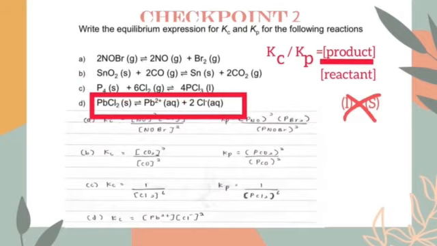For D, the equation is PbCl2 solid produces Pb2+ aqueous plus 2Cl- aqueous. So for this, we have to neglect PbCl2 as it is a pure solid. Notice that in this equation there are no gas physical states, so we don't have to write the equilibrium expression for Kp. This is because Kp is for partial pressure of gas. So for D, we don't have to write the Kp.